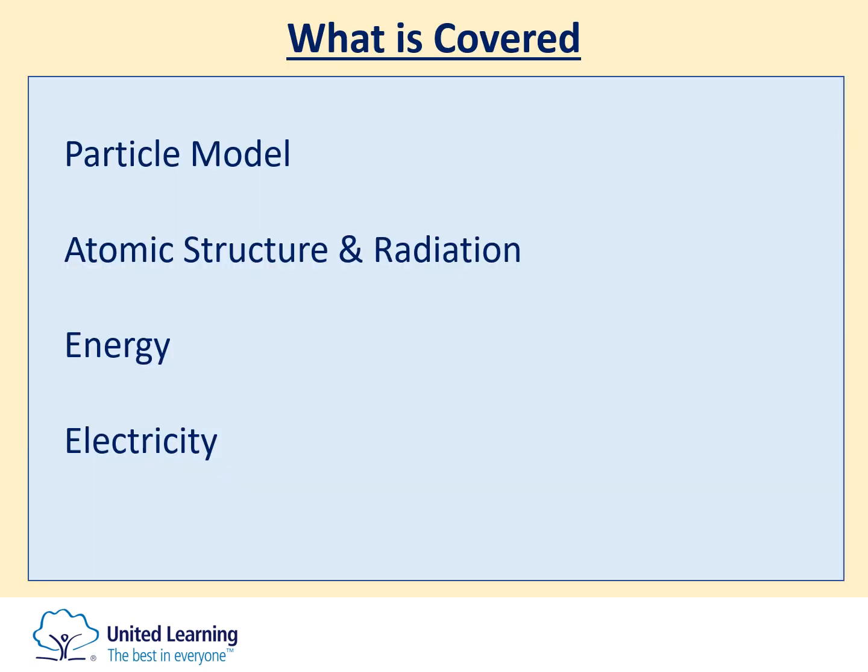So, on paper 1, the following topics are covered: the particle model, atomic structure and radiation, energy and electricity. Atomic structure also comes up in chemistry, so if you've had questions about the structure of atoms or the alpha particle scattering experiment on your chemistry exam, you will not get them again on your physics exam. If they haven't appeared on the chemistry exam, they may well be on the physics paper.